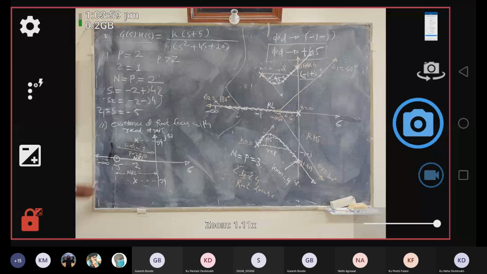Then beyond minus 5, I can consider the section toward minus infinity. For this section, what is the value of p plus z? So p plus z is 1. So that is odd. Therefore, the part beyond minus 5, you just make it dark. So this is the part of root locus.